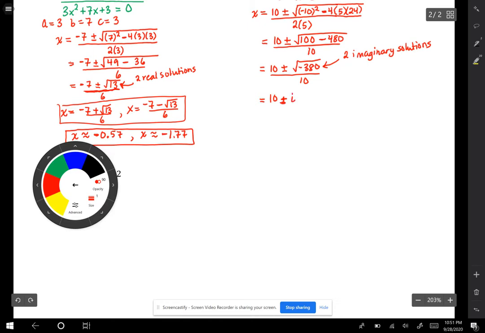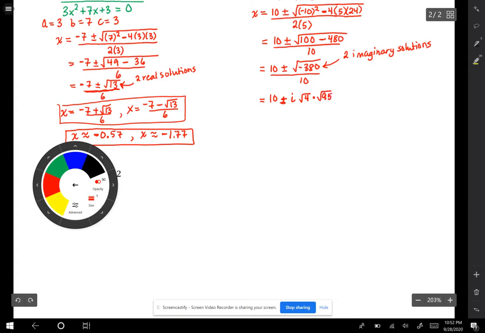Okay. So I'm going to go ahead and take care of that. And I'm going to break down 380 as 4 times 95, and that works. So radical 4 times radical 95.